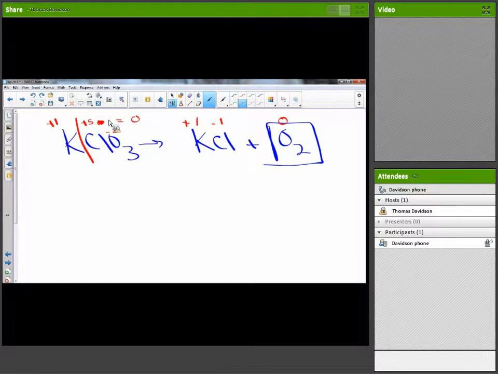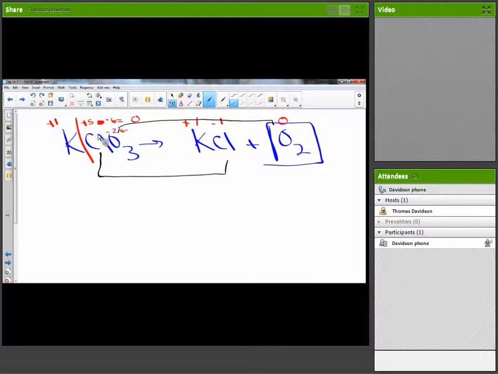Just remember, that's the oxidation number, though, not that. It's because of the +1 over there. Yep, +1 +5 -6 equals 0. So now I identify who has changed. Chlorine had one heck of a change, right? And oxygen had a change.